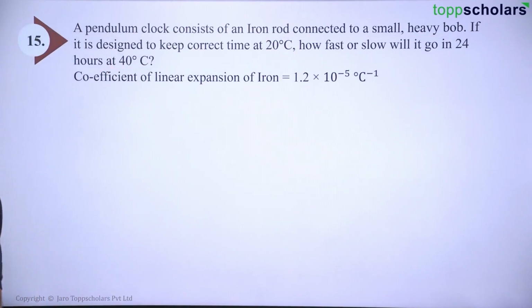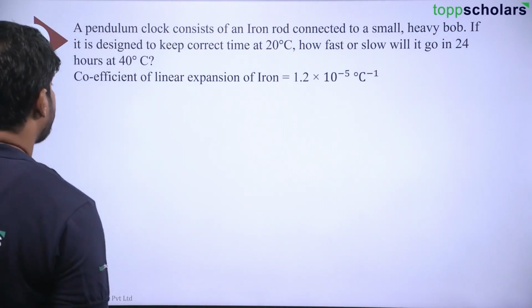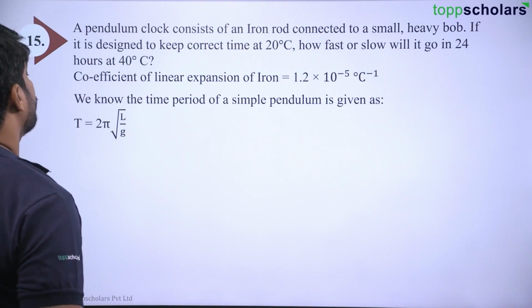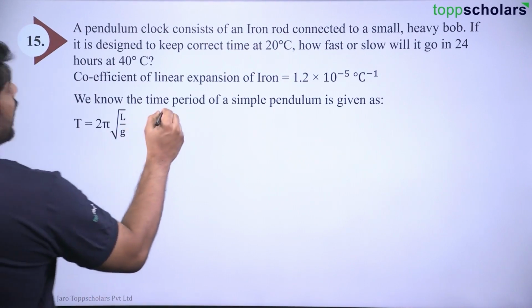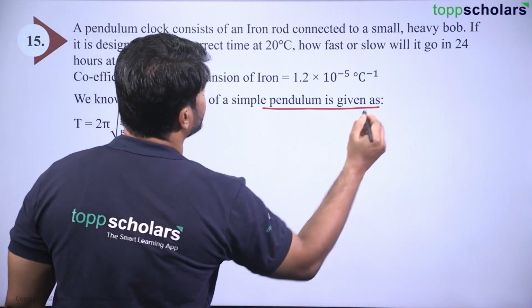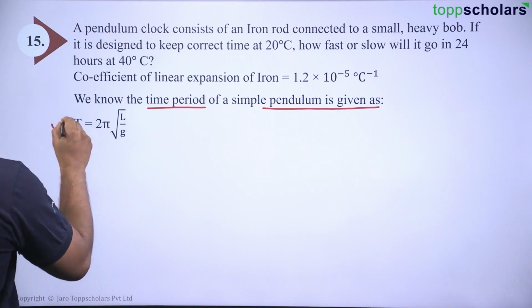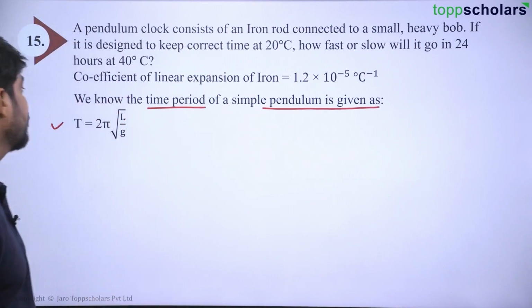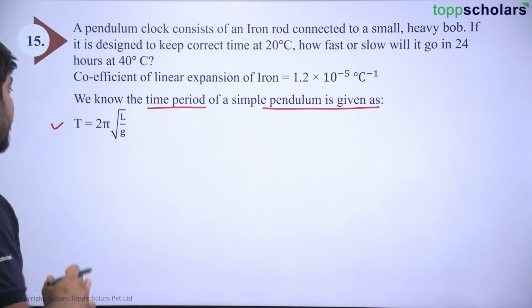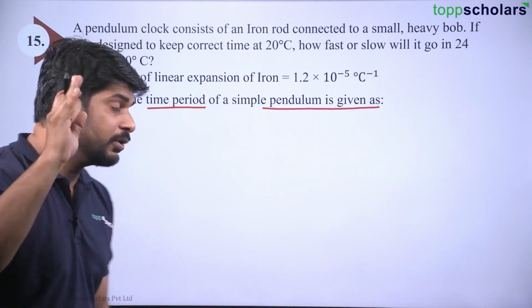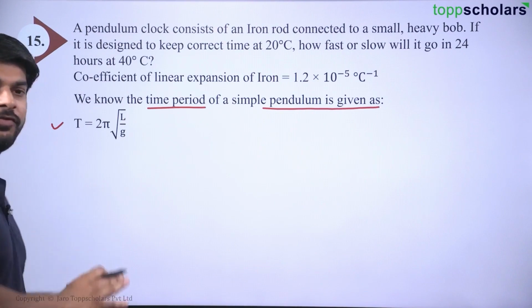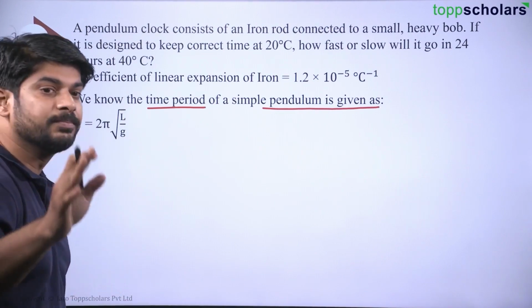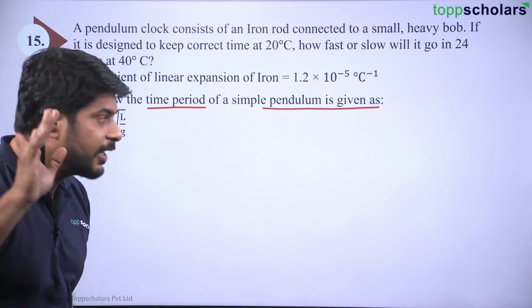So let's look at the solution. It's very interesting. First of all, we know that the time period of a simple pendulum is given as T is equal to 2 pi under root L upon g, isn't it? Capital T is equal to 2 pi under root L upon g. That's the standard formula for a simple pendulum and its time period.